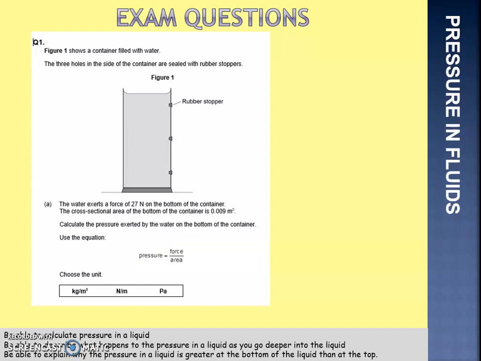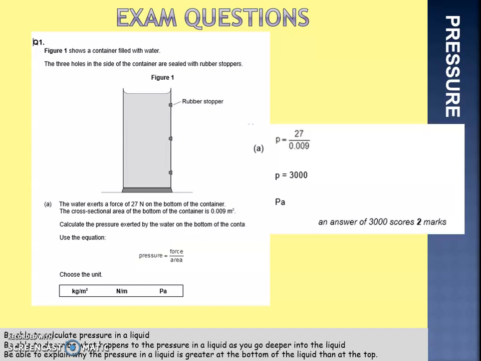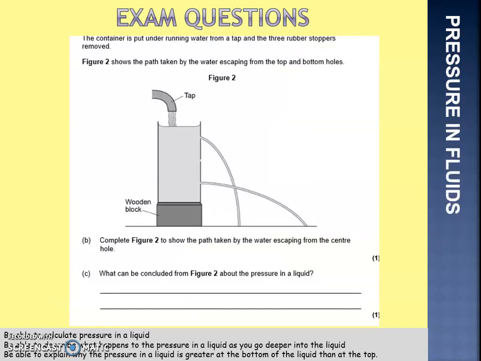Okay, so for this one we have to calculate the pressure on the water at the bottom of the container. Pressure on the water is force divided by area. It tells us force is 27, the area is 0.009 meters squared. Gives us an answer of 3,000 pascals. 27 divided by 0.009. Next one, please pause the video and attempt that.